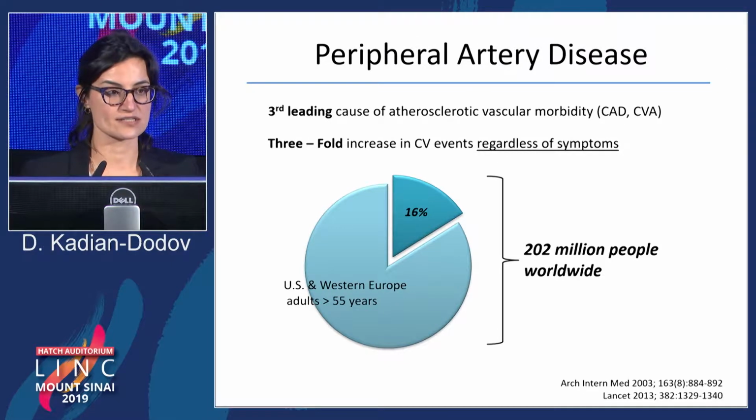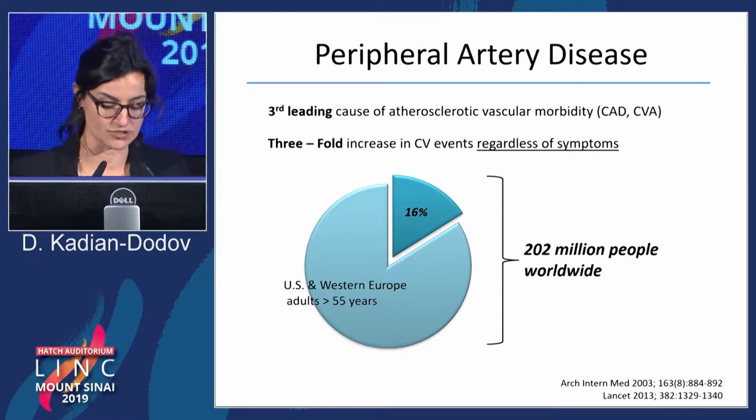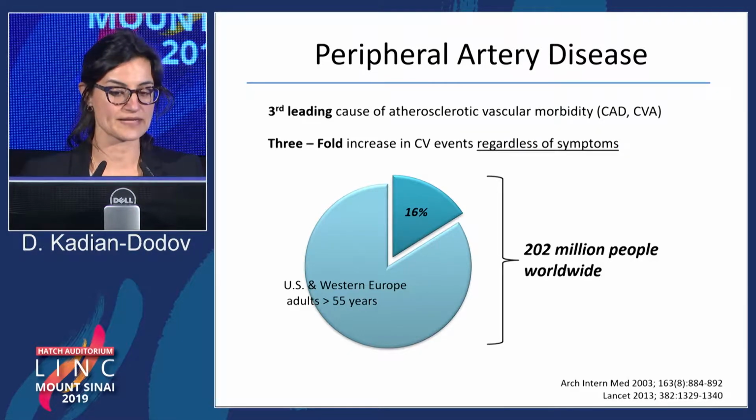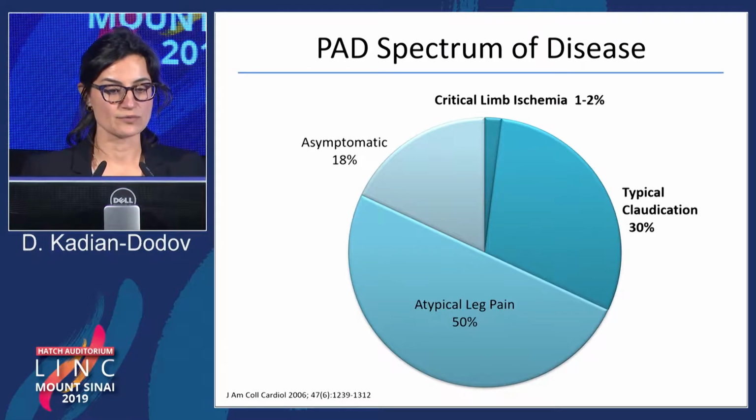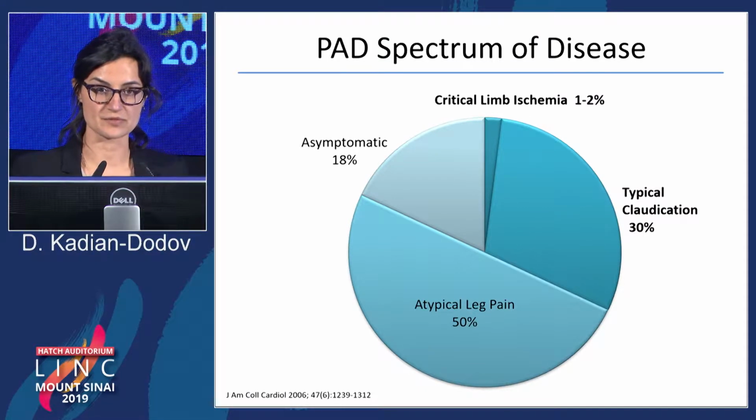And so just to start as a quick overview, PAD is on the rise. It affects over 200 million people worldwide, and in the US, adults over 55 years, it's about 16% of the population. And it's important because these patients, regardless of symptoms, have a threefold increase in cardiovascular events, heart attack and stroke.